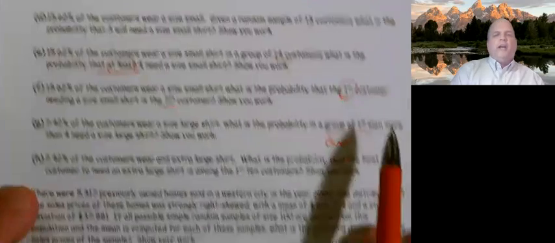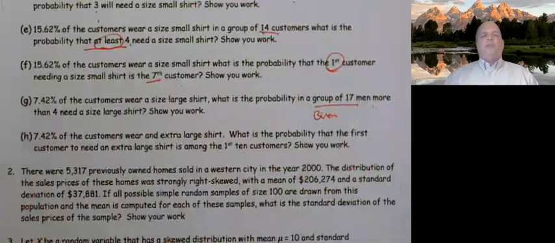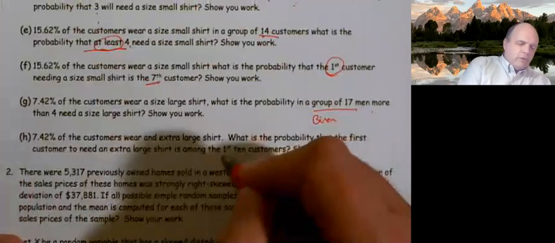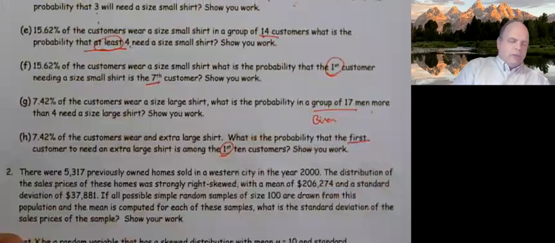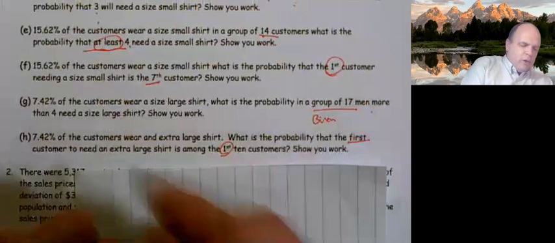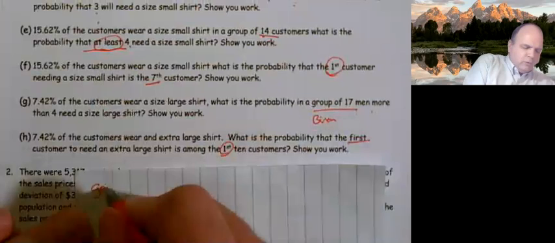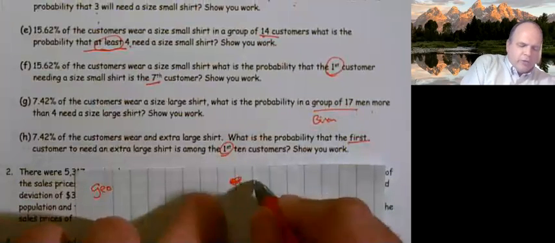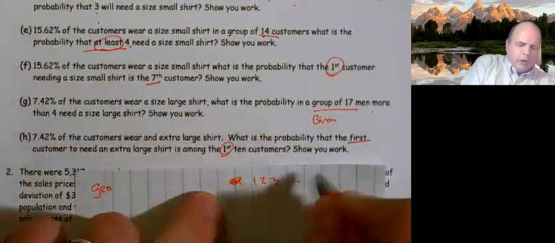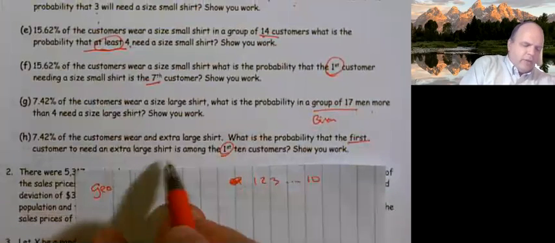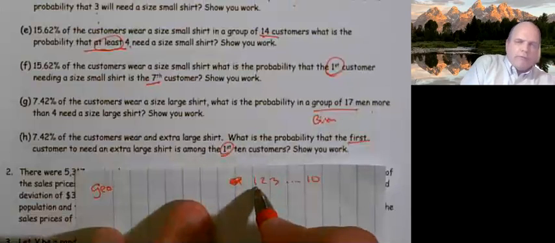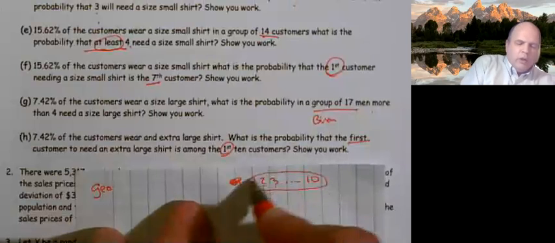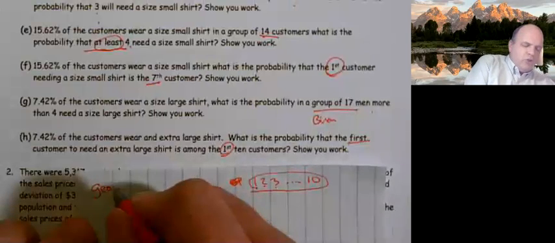7.42% of the customers wear an extra large shirt. What's the probability that the first customer to need an extra large is among the first 10? First customer. Yay, that tells me we're working with a geo. It's a geo, so it starts at 1, 1, 2, 3, dot, dot, dot, all the way to 10. And it says among the first 10. That means it could be the first one, it could be the second one, it could be the third one, it could be all the way up to the 10th one. So I have multiple values, so this is going to be a geo CDF.